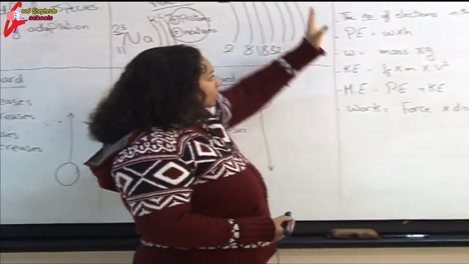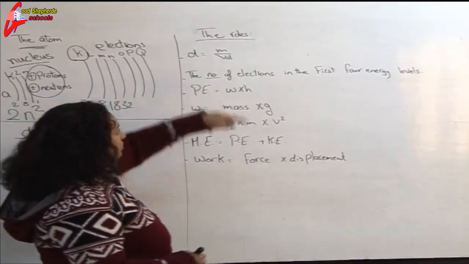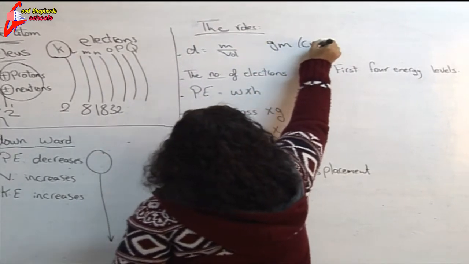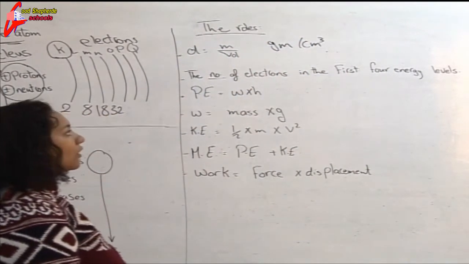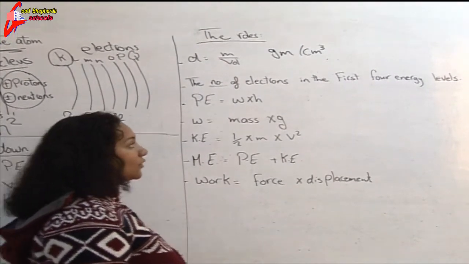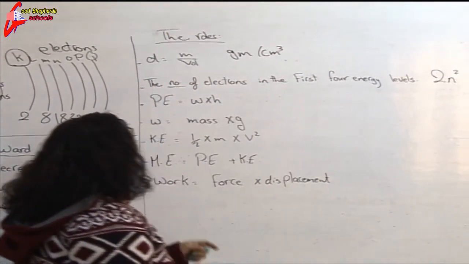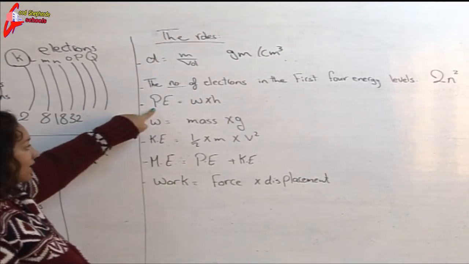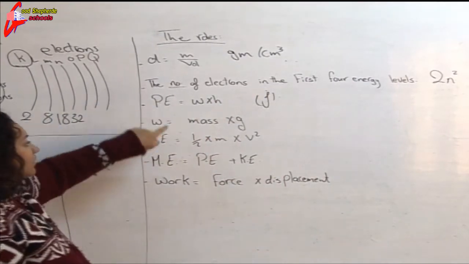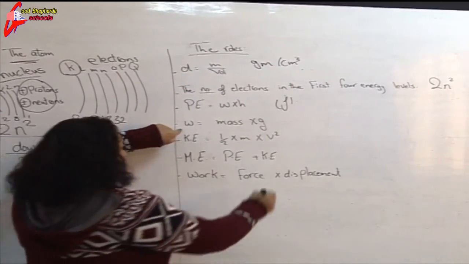These are the most important rules in your course. D, density equals mass over volume, and don't forget the measuring unit is gram per cubic centimeter. The rule for distributing electrons in the first four energy levels is 2n squared. Potential energy equals weight times height, and the measuring unit of potential energy is joule. Weight equals mass times gravity, and the measuring unit of weight is Newton.